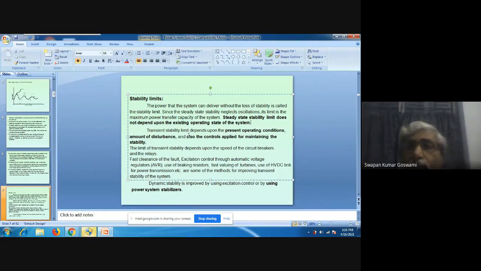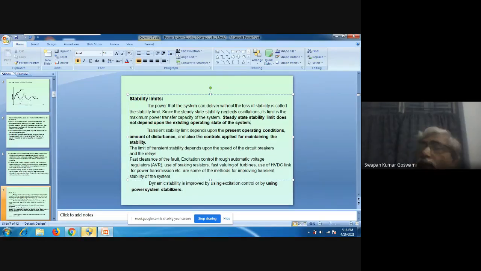All these three are important in respect of transient stability, but none of these are important in the case of the steady state stability limit. It is fixed. So transient stability limit cannot have a fixed value, because it depends upon the present operating condition, the magnitude of disturbance, and the control you are applying. The present operating condition may change depending upon the present loading condition. The amount of disturbance will depend upon the type of fault occurring in the power system.